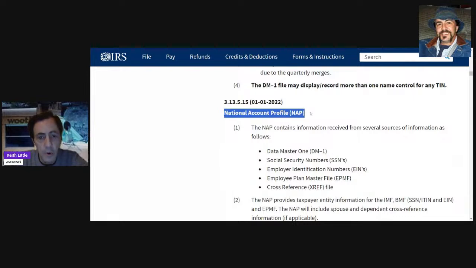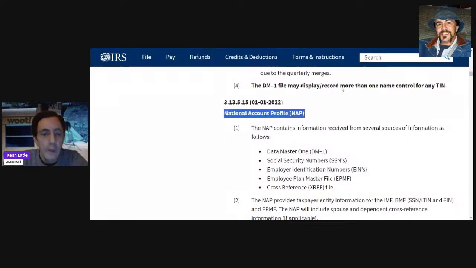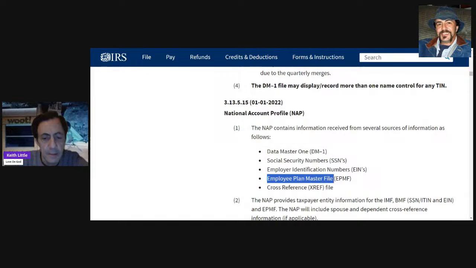National Account Profile, NAP. And if you think you haven't been put to NAP after a spell of illness, you might have been duped. Because that's exactly what the NAP contains: information received from several sources of information as follows. Data Master 1, Social Security numbers, employer identification numbers, employee master plan or plan master file, cross-reference file.